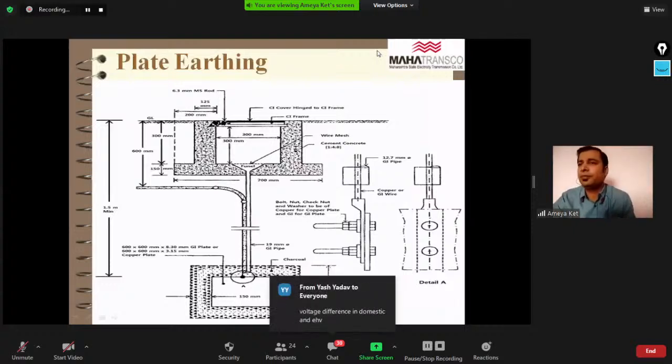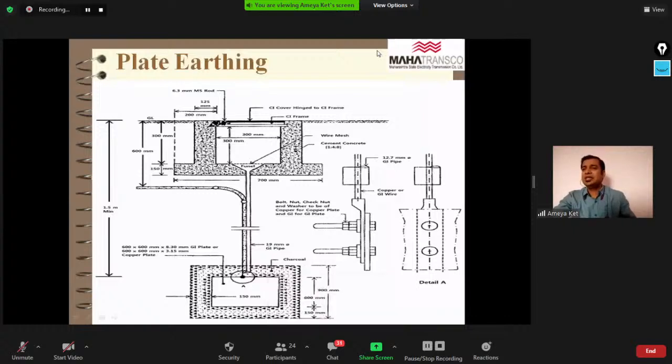So I got feedback from Shashi again. Shashi Bhushan is saying the pipe earthing has more surface area. Okay. Vishal Gaikwad is saying less potential for residential. Okay. Yash Yadav is saying voltage difference in domestic and EHV. Voltage difference. Okay. Residential, more current carrying capacity. Okay.